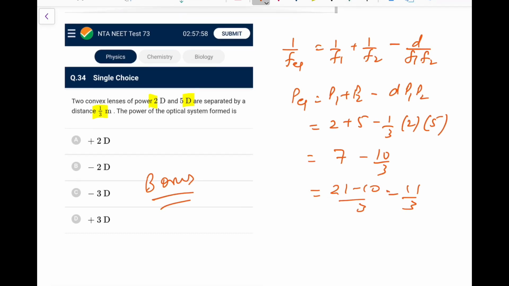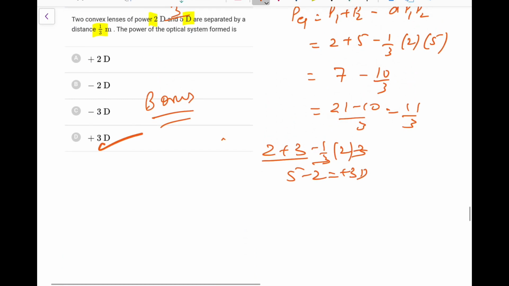And let's say the solution that they have done, taking 3, then we have 2 plus 3 minus 1 by 3 into 2 into 3. So that would be 5 minus 2, that would be plus 3. In that case it would have been D, but right now it would be bonus. So this is if P2 is taken as 3D.